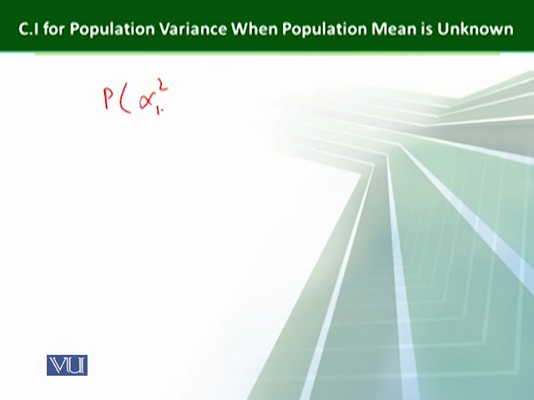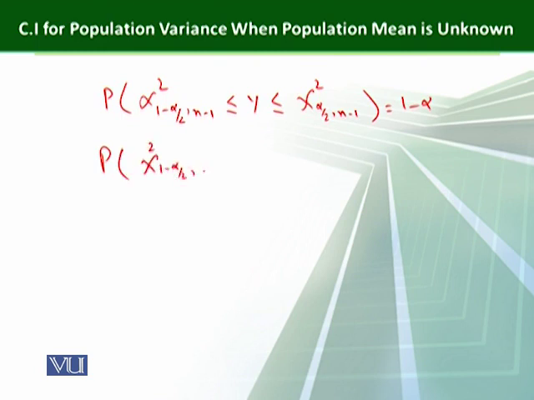and with this as the lower limit, that is 1 minus alpha by 2 with n minus 1 degree of freedom, less than or equal to y, less than or equal to chi square with alpha by 2 and n minus 1 degree of freedom, and that is equal to 1 minus alpha. So we can put the value of y here: probability of chi square 1 minus alpha by 2 with n minus 1 degree of freedom, less than or equal to n minus 1 s square over sigma square, less than or equal to chi square alpha by 2 with n minus 1 degree of freedom, equal to 1 minus alpha.